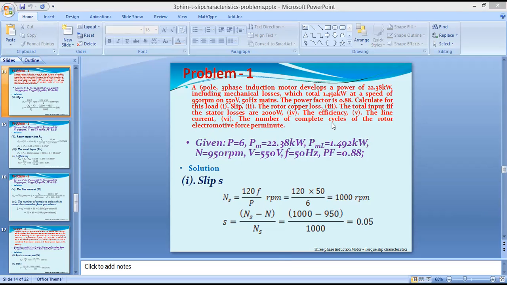They have also given the frequency, 50 hertz, so you can write frequency equal to 50 hertz. The power factor is cos phi, or PF, equal to 0.88.